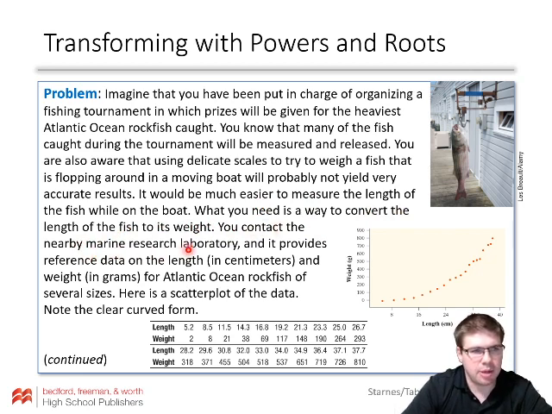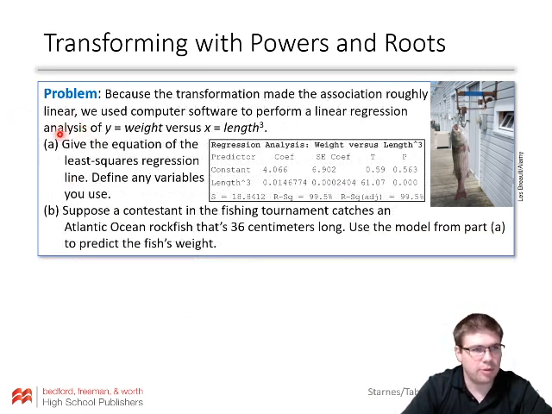You contact the nearby marine research laboratory, and it provides reference data on the length in centimeters and weight in grams for Atlantic Ocean rockfish of several sizes. Here is a scatter plot of the data. Note the very clearly curved form. So we've got a curved relationship here. We've got lengths and weights, and that's what we get when we're plotting weight based on length. We want to predict weight from length.